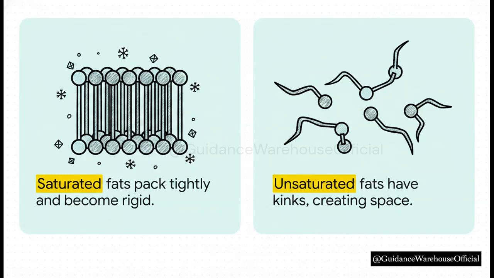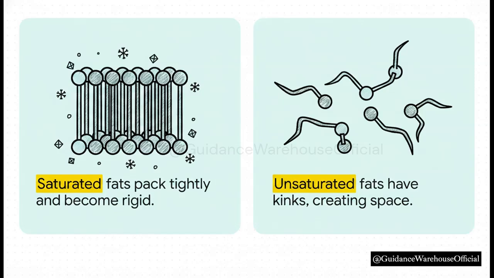First, the shape of the fatty acid tails. Think about saturated fatty acids. These are perfectly straight. When it gets cold, they compress, pack together tightly, and get really rigid. If you only had saturated fats, your cells would literally rupture in the cold.